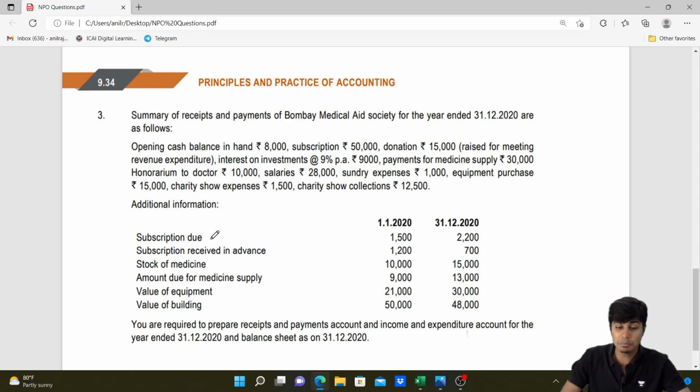Then you have subscription due, opening and closing. Meaning this subscription due, whatever is here, this subscription 50,000, we need to open a separate ledger to identify the balances. We'll do that. Subscription received in advance will also come in the same ledger.